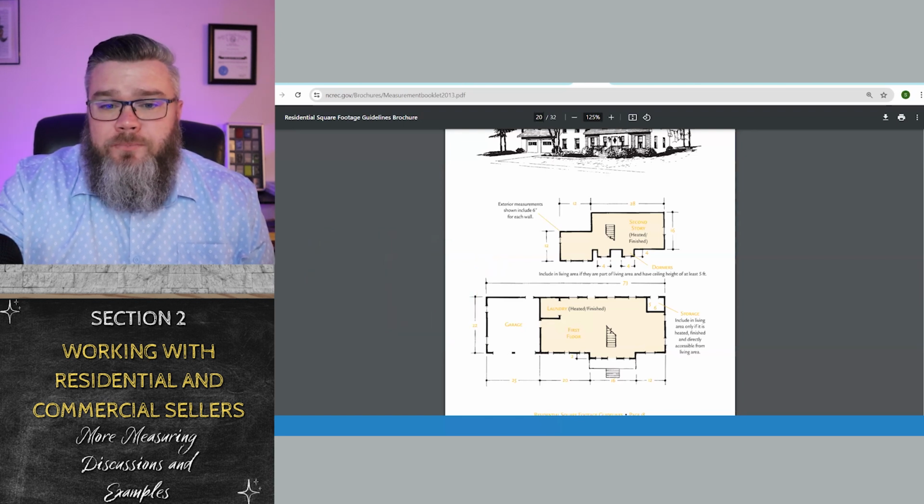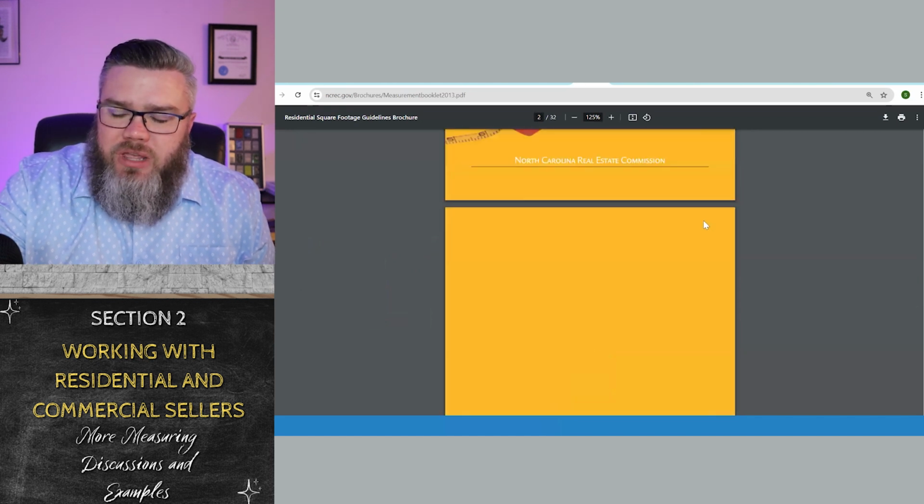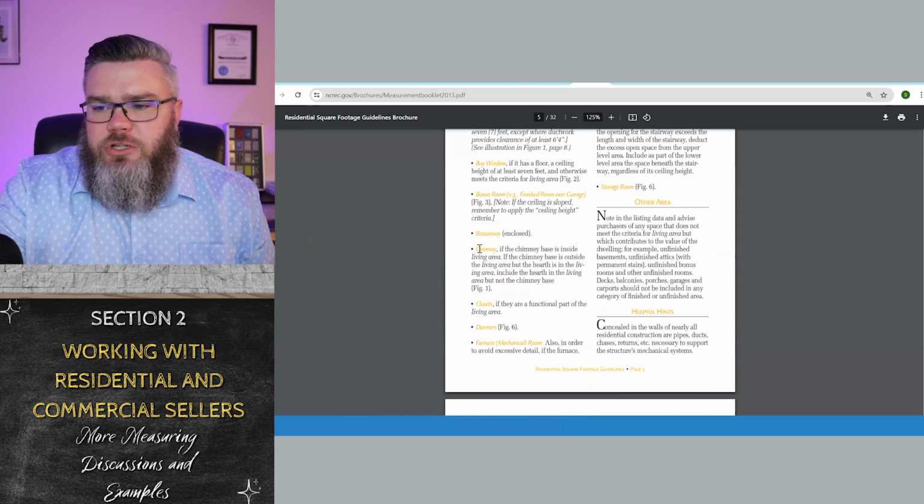And I'll tell you this too, download this residential square footage guidelines because it does answer a lot of questions. If you have bay windows, it talks about bay windows. If you have dormers, it talks about dormers. If you're a split level, it talks about a split level.